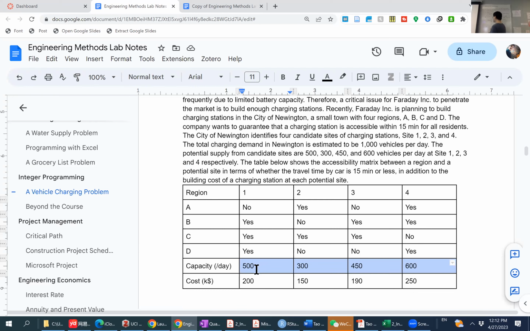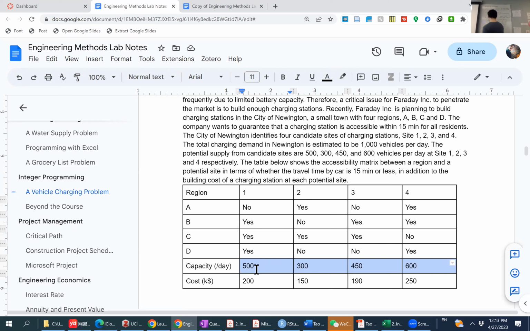All right. In addition to accessibility, we also have the demand and supply, right? So automatically we should claim that the supply is no less than the demand. Okay, how do we achieve that? I added another row updated in our shared lab notes about the capacity, right? This is effectively just like what we did in the water supply problem.